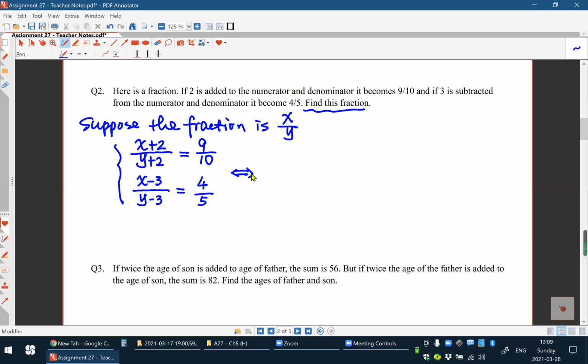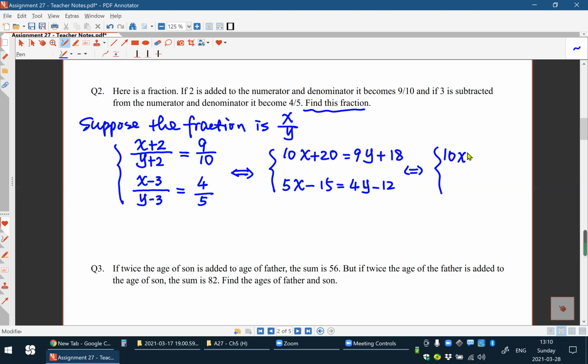Let's try to solve this system of equations. First of all, let's convert all the ratios to integers. For the first equation, use cross multiplication: you get 10x plus 20 equals 9y plus 18. Second one: 5x minus 15 equals 4y minus 12. Further simplifying, the first becomes 10x minus 9y equals minus 2, and the second, 5x minus 4y equals 3. Let's label these 1 and 2.